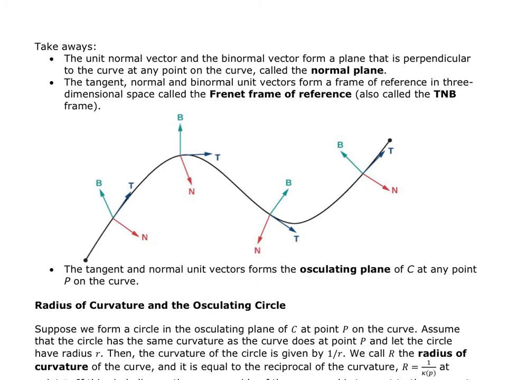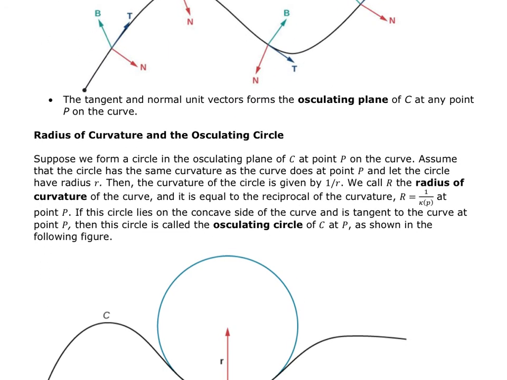Anyways, let's move on. We're now going to look at the radius of curvature and the osculating circle. Suppose we form a circle of the osculating plane of C at point P on the curve. Assume that the circle has the same curvature as the curve does at point P. Let the circle have radius r. Then the curvature of the circle is given by 1 over r. We call r the radius of curvature, and it is equal to the reciprocal of the curvature.